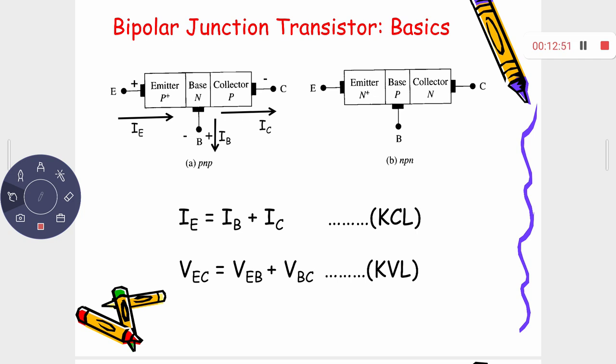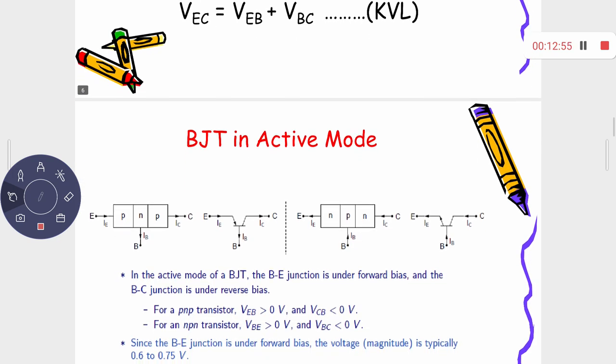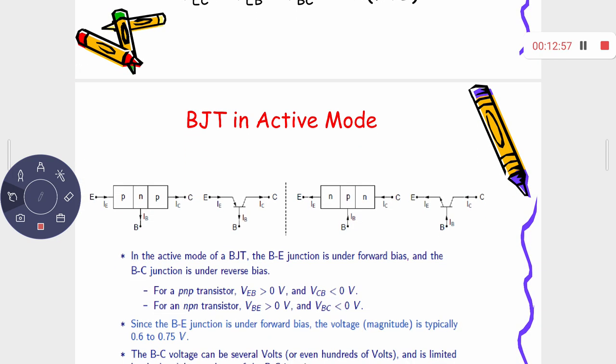So let's demonstrate what happens for a BJT in active mode. VEB should then be greater than 0, that means VB less than 0 or VEB greater than 0, for a PNP transistor. Because for a PNP transistor, this is the emitter, this is the base, this is the collector. Emitter, base and collector, right?